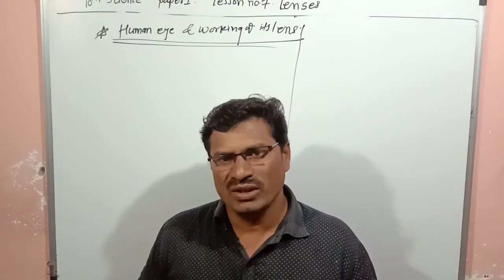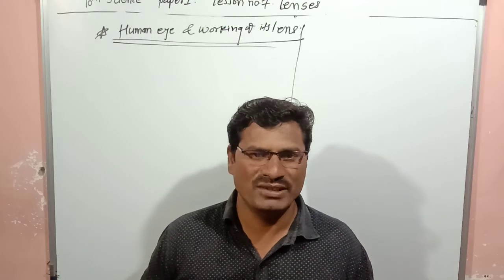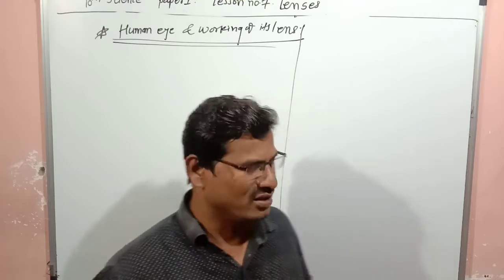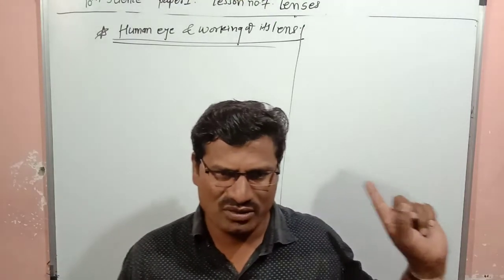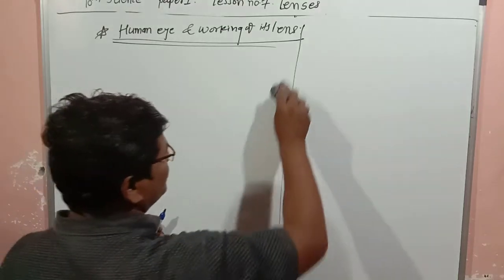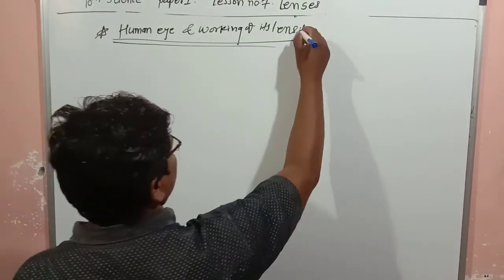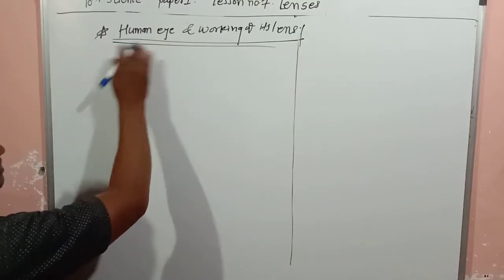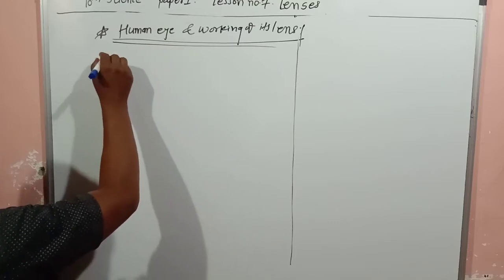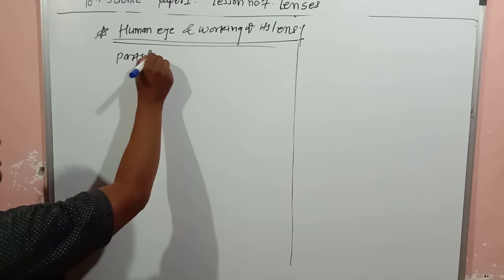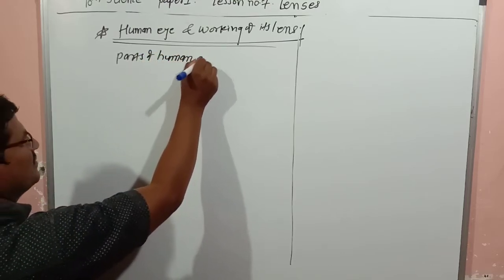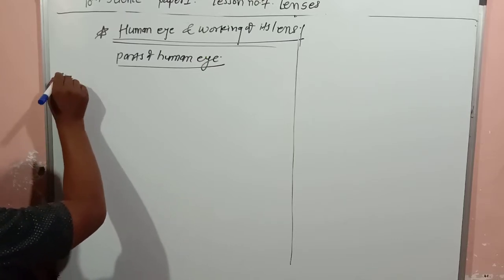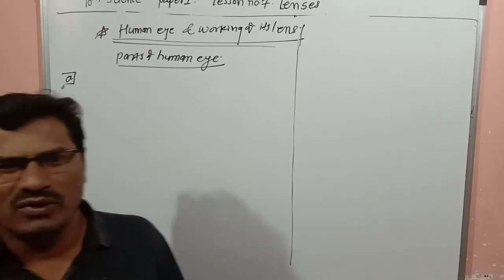In this way the human eye has various parts, working with different functions. One by one, while writing points, we will draw the diagram. For drawing the diagram, I will keep space on the right side. Remember, the working of the human eye and the working of its lens. So, the parts of the human eye: we can use letters. Suppose A is the first one, cornea.